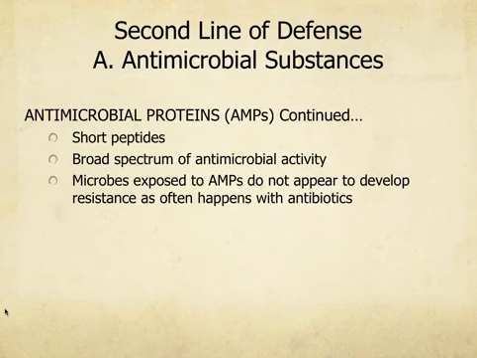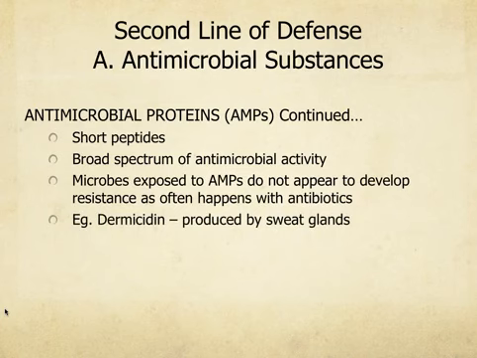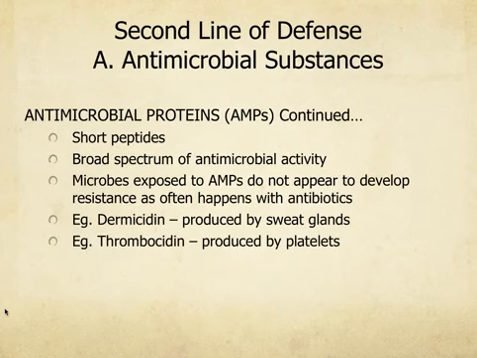So keep your eyes out for any new developments, because obviously this is going to be very important, especially as a lot of our drugs are no longer effective because the microbes have evolved immunity to them. So one of the things I was mentioning before was dermacidin. That's produced by sweat glands, again to help kill off different bacteria. There's also thrombocidin, which is produced by platelets.